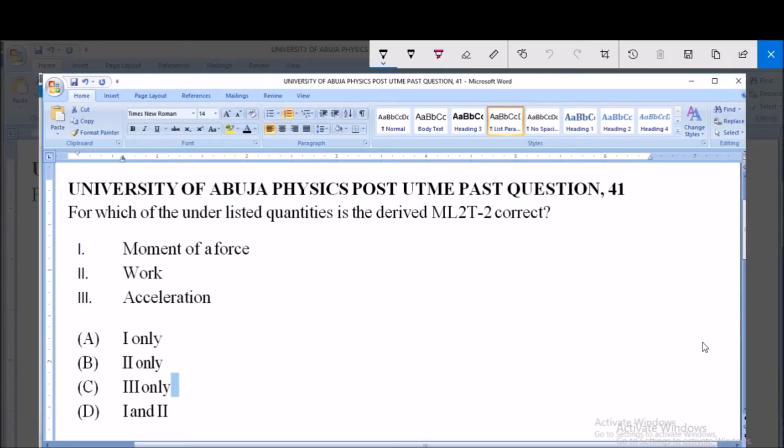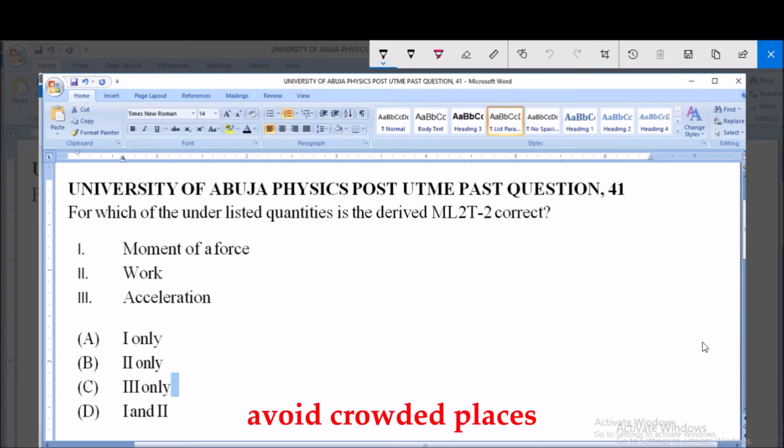Today we'll be dealing with University of Abuja Physics post UTME past question 41. For which of the underlisted quantities is the derived unit ML²T⁻² correct? I, moment of a force. II, work. III, acceleration. A, I only. B, II only. C, III only. And D, I and II.